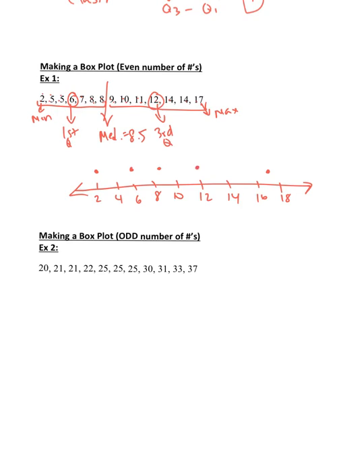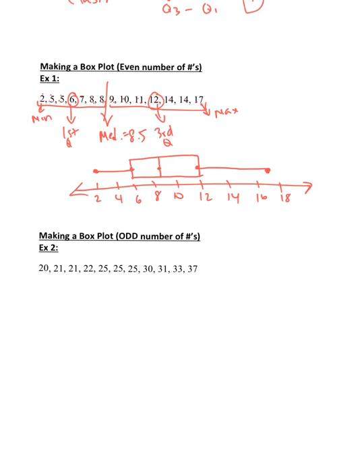And then you're going to make a box from the 1st quartile to the 3rd quartile. So you're going to go like this, use a ruler, and then draw a line through the median. And then you draw whiskers out to the maximum and the minimum. And that's the box and whisker plot. Okay, it's not too bad.